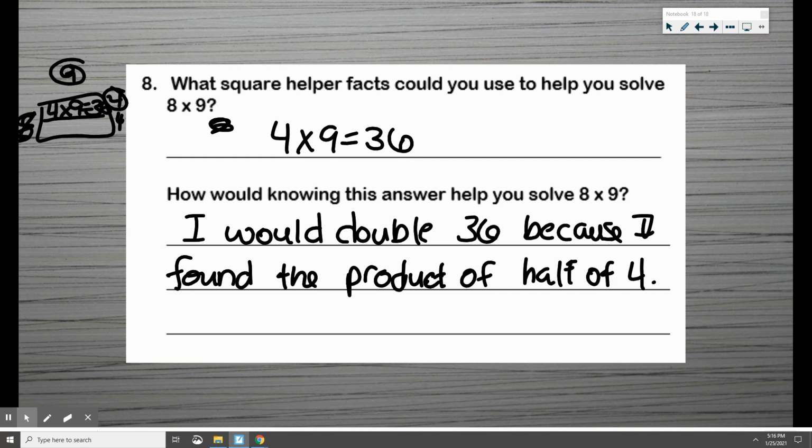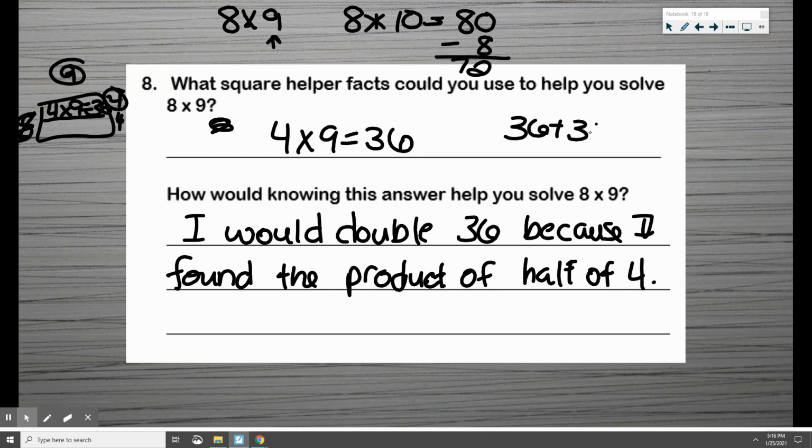You could also do add a group or subtract a group. So I might do 8 times 9. This is close to 10, so I'm going to change this to 8 times 10, and that equals 80. But I don't have 10 groups of 8, I have 9 groups of 8. So then I would have to subtract 8, and that leaves me with 72. I guess I should finish it out and say 36 plus 36 equals 72. So either way that you solve it, I'm okay with it, just as long as you're able to explain it to me.